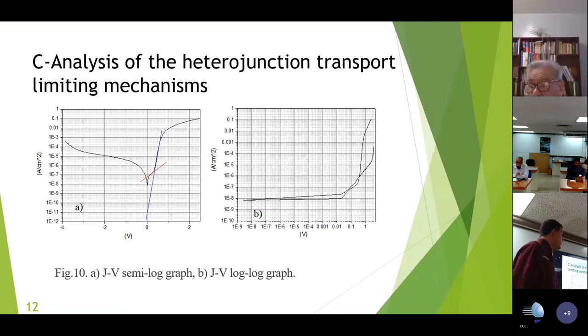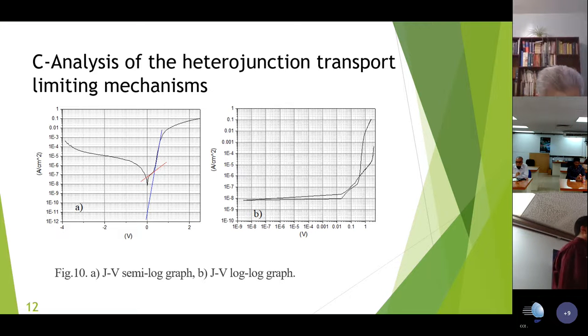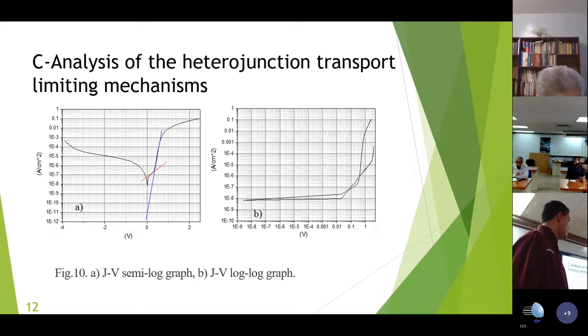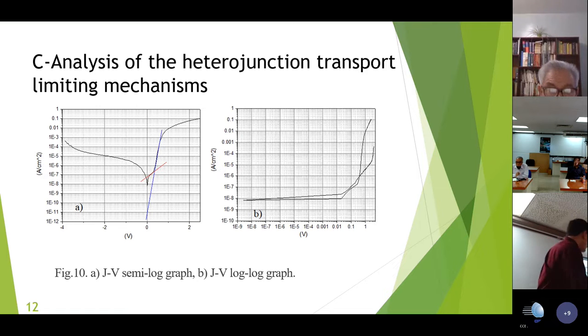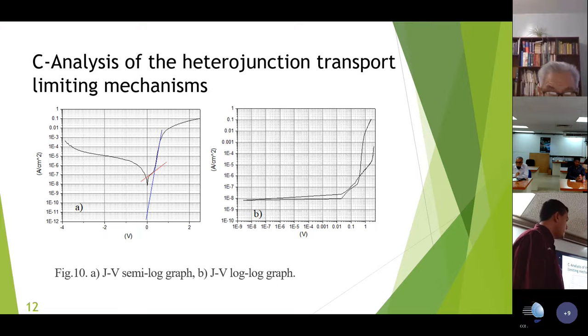We also use the logarithmic scale to see the symmetric behavior at the start of the polarization, at very low bias, lower than 0.1 volts. We can see the resistive behavior. After that, we also use the graph to obtain the values of two parameters, which are the transition voltage and the trap filled limit. These are used to model a mechanism, the trap charge limited.